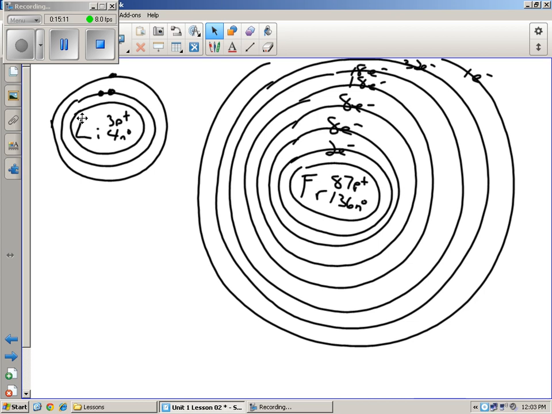Now, what do metals want to usually do? This should be hopefully a little bit of review from last year, not you, somebody else. What do metals want to do to become more stable? Yeah, metals want to lose electrons, right? So here's my one electron here.